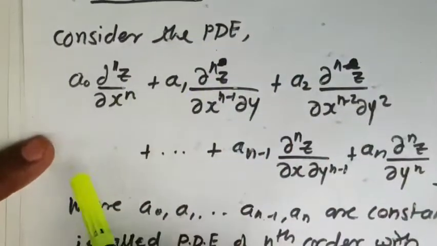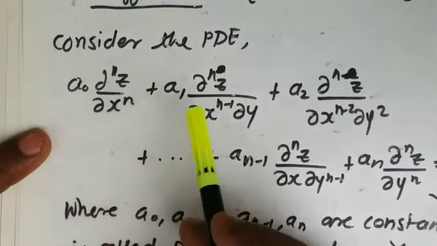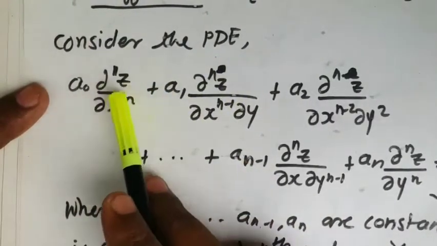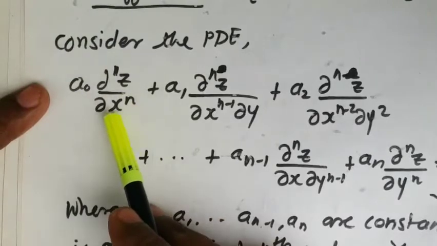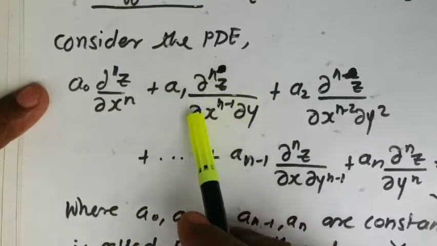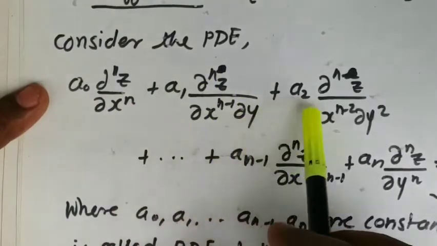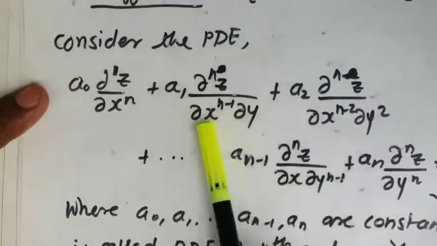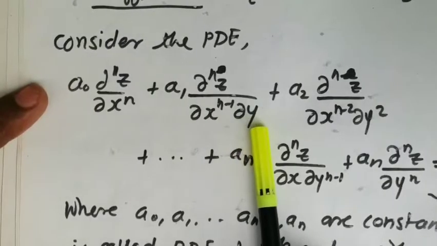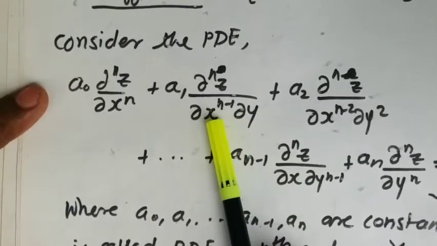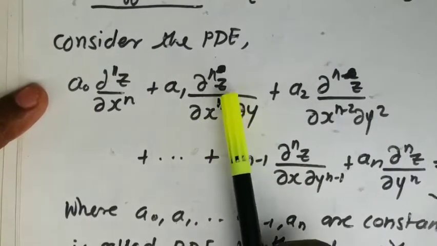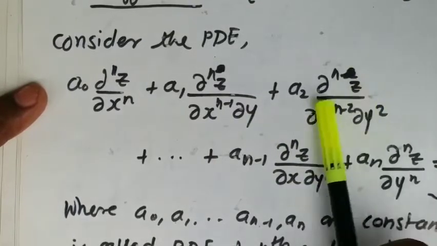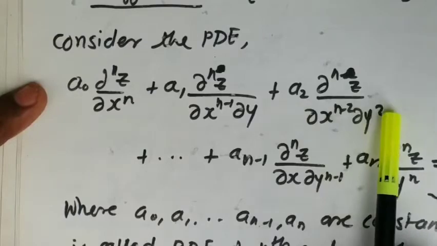So here I have defined the higher order partial differential equation with constant coefficients. Consider the partial differential equation a0 del n z by del x raised to n plus a1 del n z by del x raised to n minus 1 del y. The degree is n, the order is n of this derivative. Derivative with respect to y one time and n minus 1 times with respect to x, total order is n, plus a2 del n z by del x raised to n minus 2 del y square.